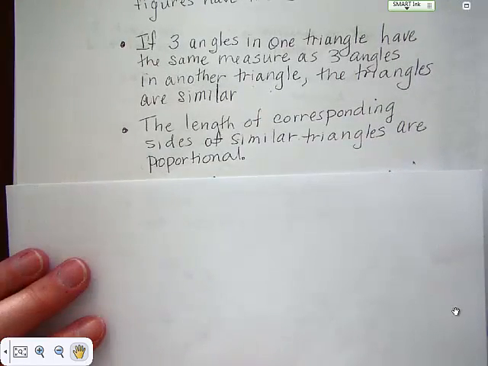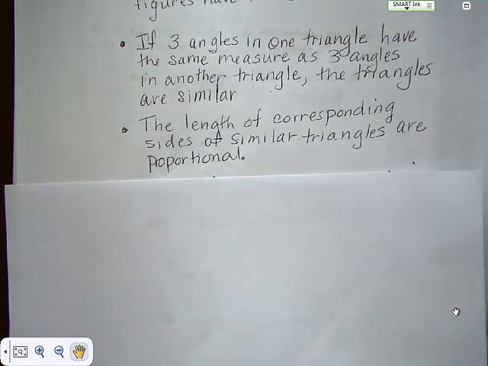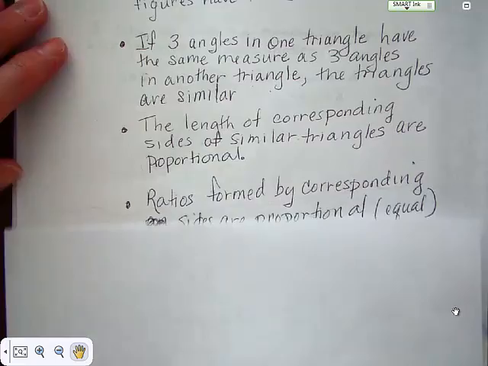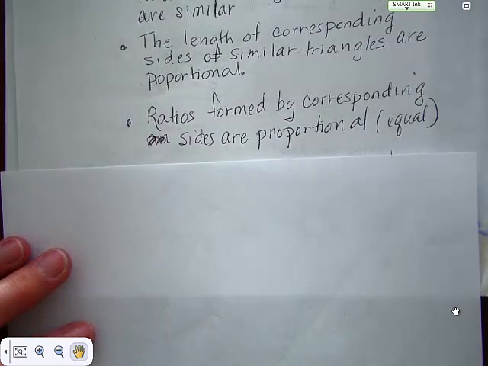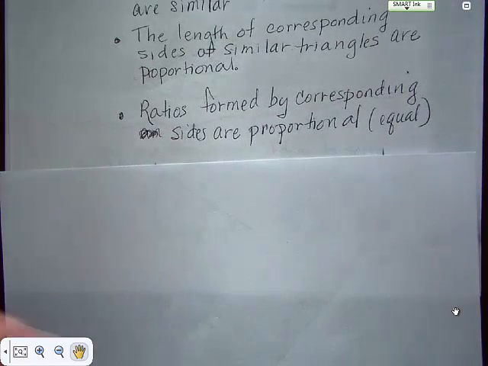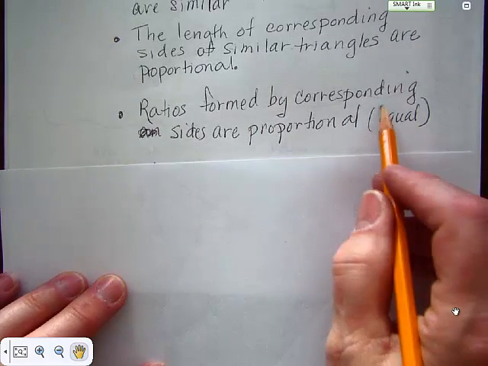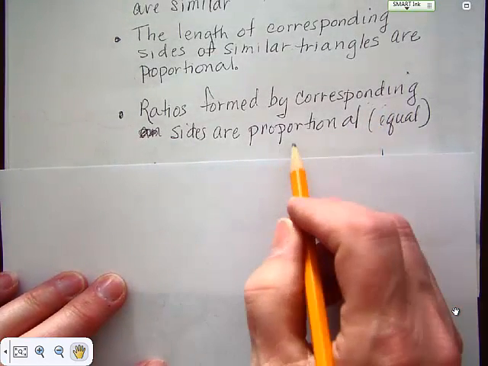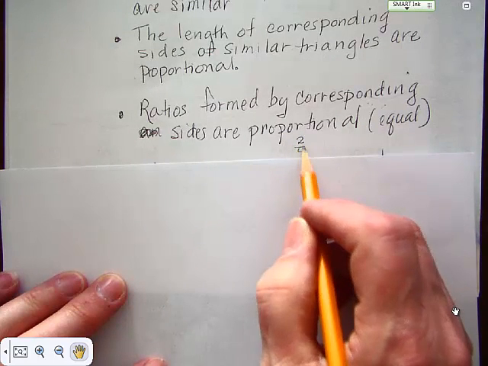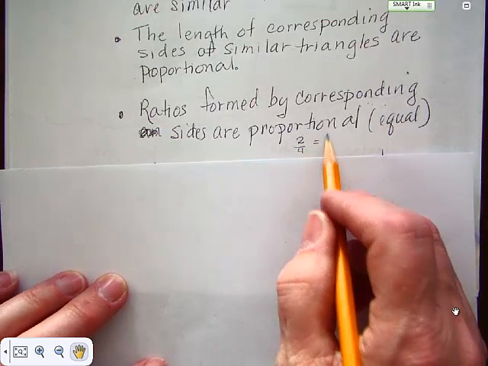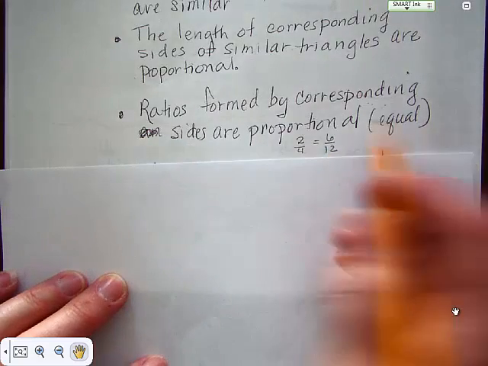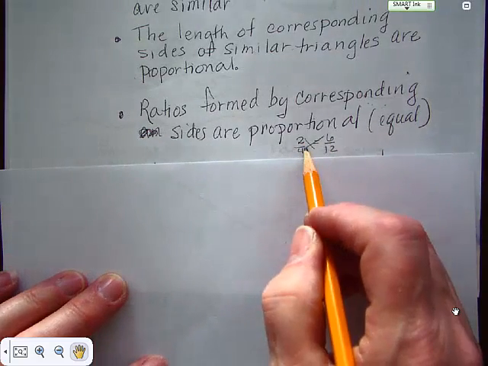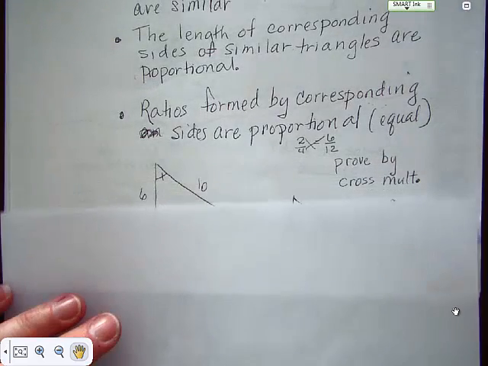The lengths of corresponding sides of similar triangles are proportional, meaning they aren't exactly the same, but if you set them up in a proportion opposite each other, they would be proportional. Ratios formed by corresponding sides are proportional. If you set up the proportion, like if one side's 2 to 4 and the other one is 6 to 12, okay? If you cross-multiply those, the two numbers will be equal.